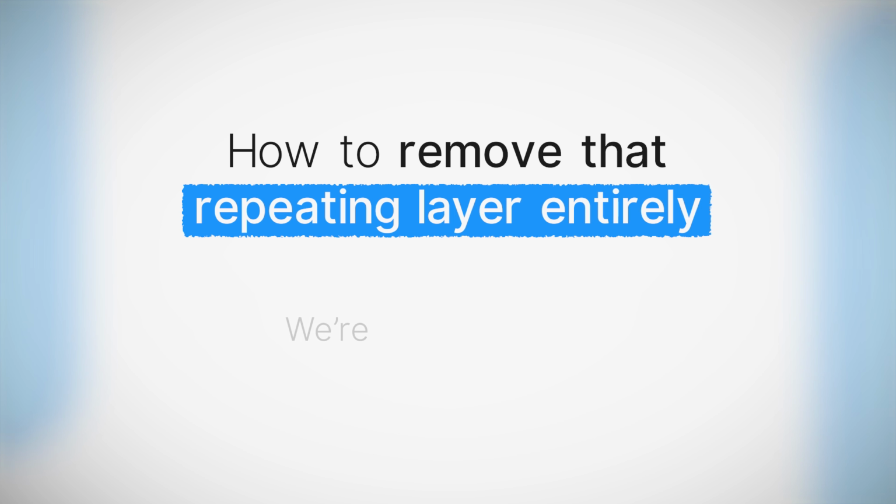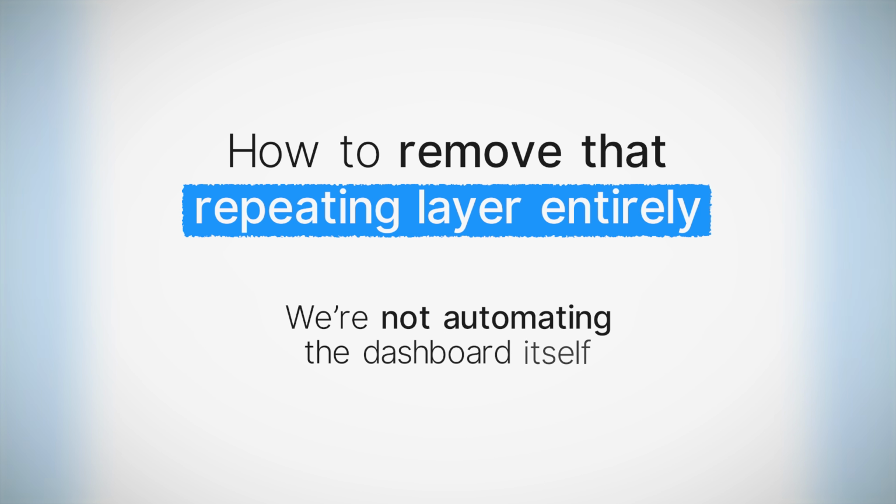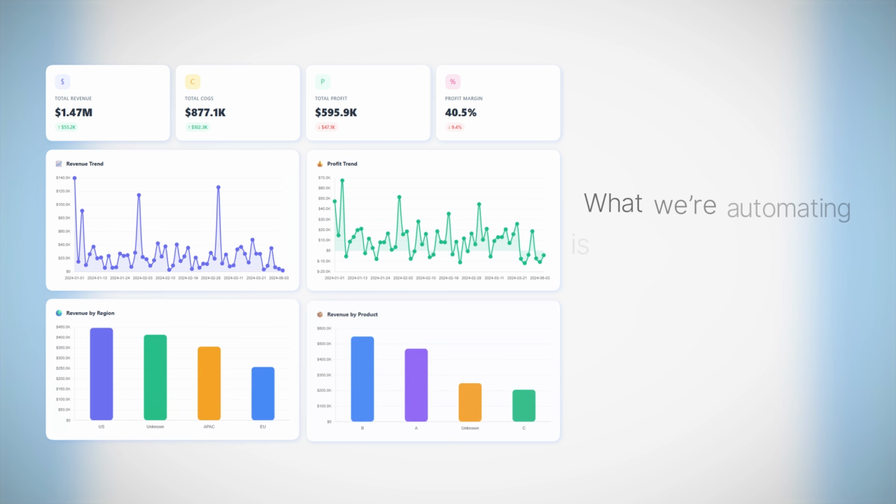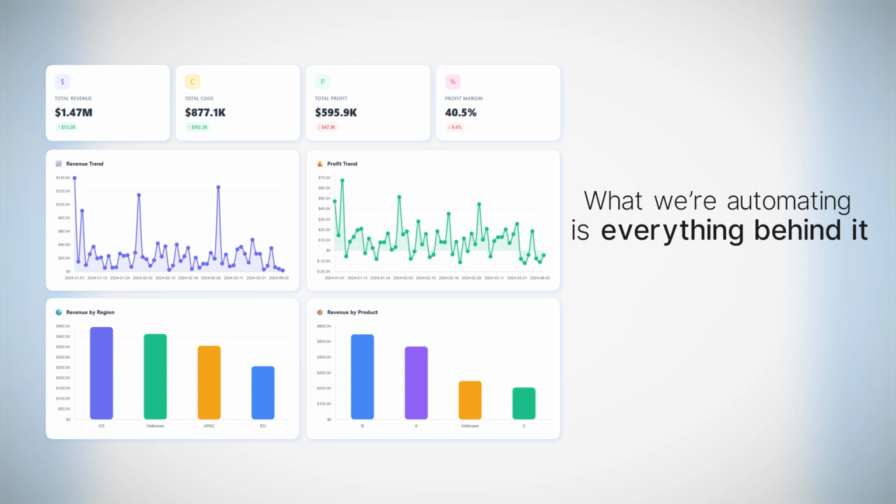And what I'm going to show you today is how to remove that repeating layer entirely. We're not automating the dashboard itself. You build that once. What we're automating is everything behind it. So instead of fixing data every month, raw ERP files just drop into a folder. They get cleaned the same way every time, and they flow into one structured data set that the dashboard reads from.